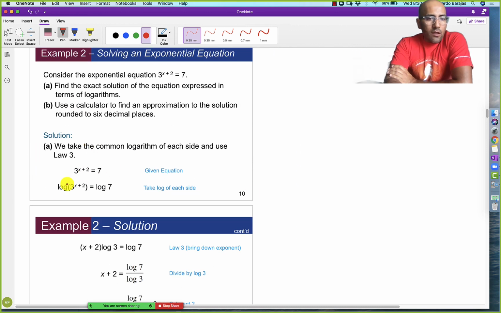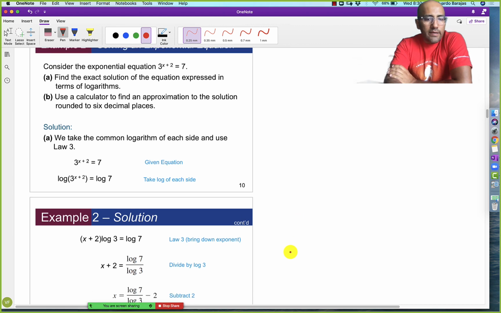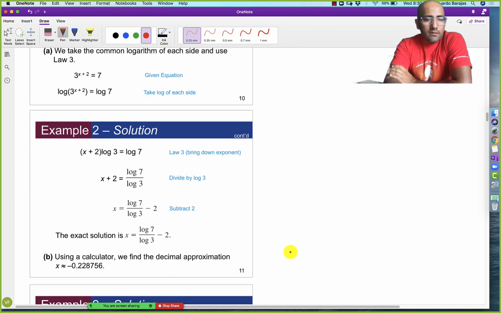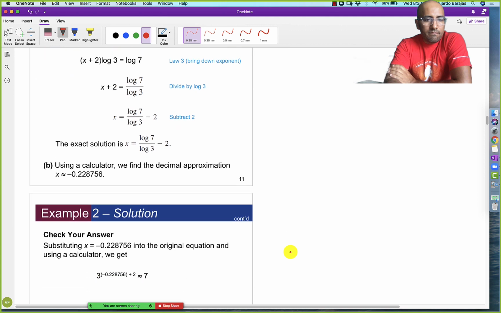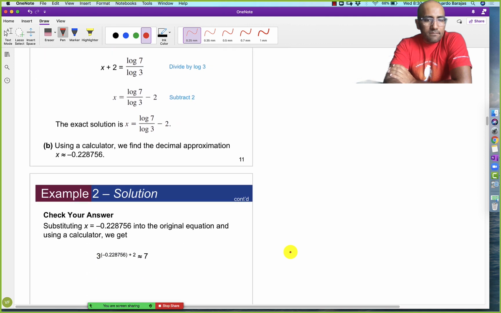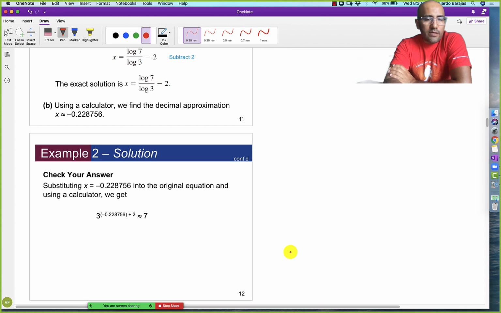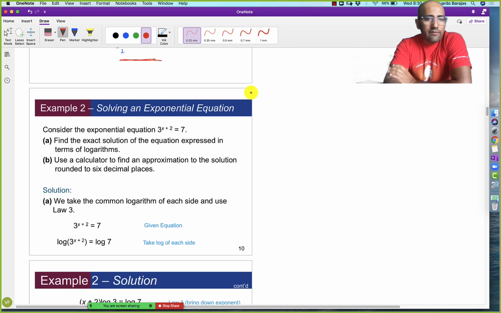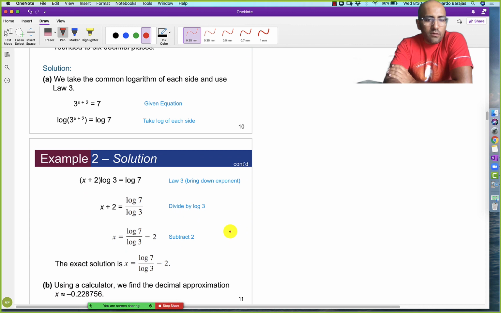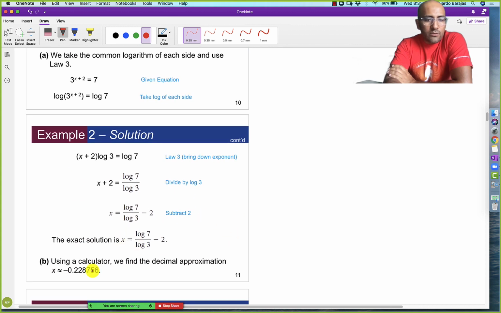Very similar, applied log to both sides, and then divided. Yep, same thing I did. Check it, okay. Using a calculator we find the decimal approximation to be equal to this. Oh, for part B they meant use a calculator to convert this into a decimal. That's what they meant by use a calculator to find an approximation to the solution rounded to 6 decimal places. Okay, I interpreted this wrong. They just meant to convert your exact solution into a decimal approximation.